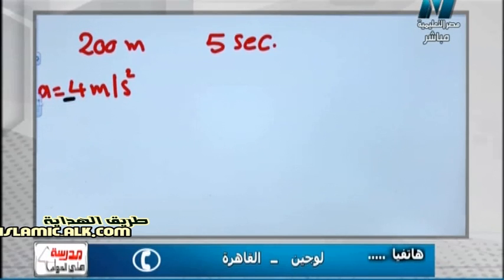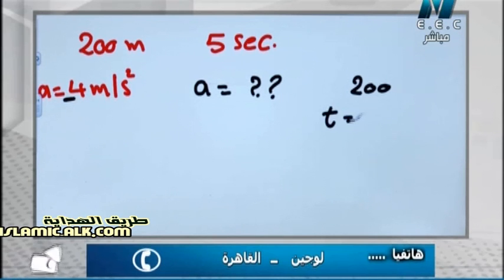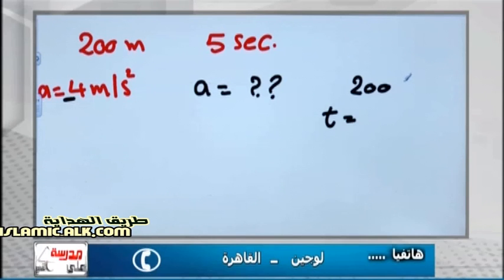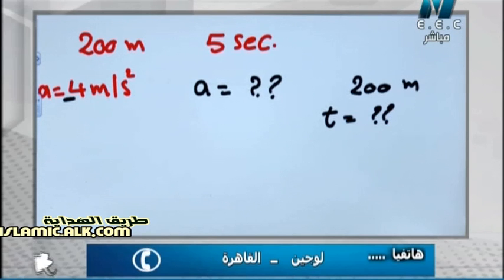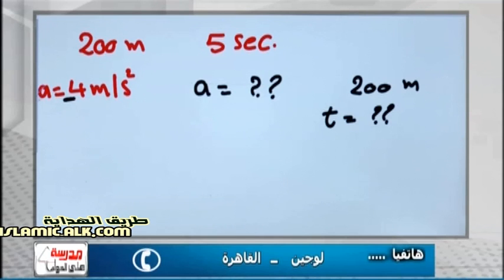Then find the acceleration during the first 200 meters and the time taken to stop. First 200 meters, and the time taken to stop. That was our question, Lujain. We need to calculate the time to stop. Okay, we need to calculate.